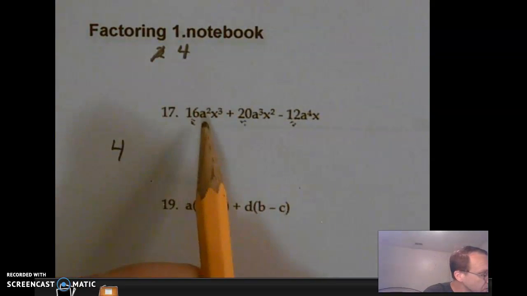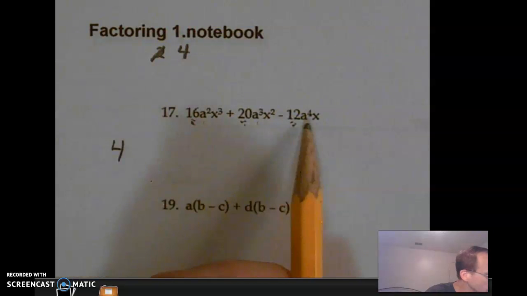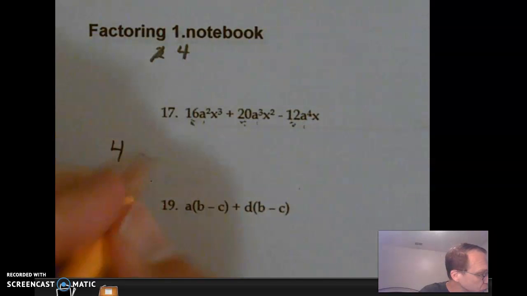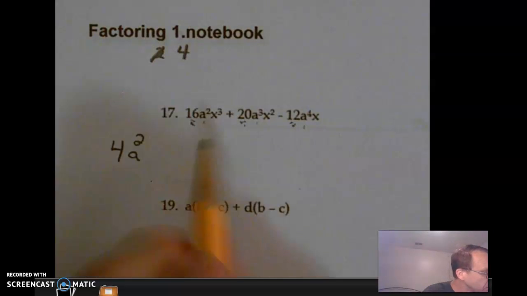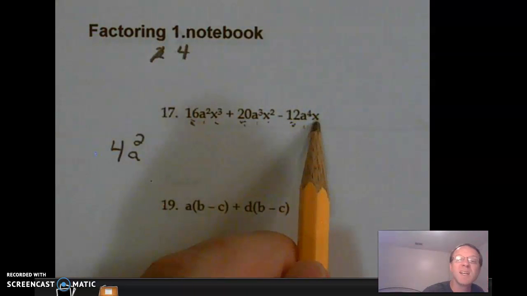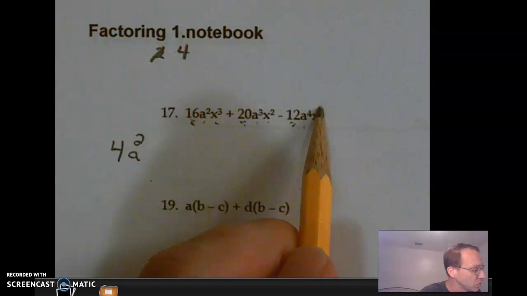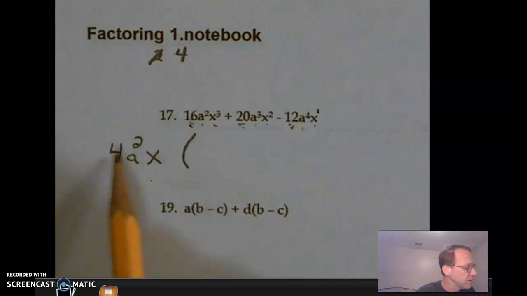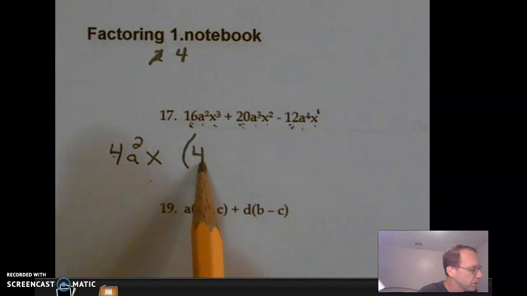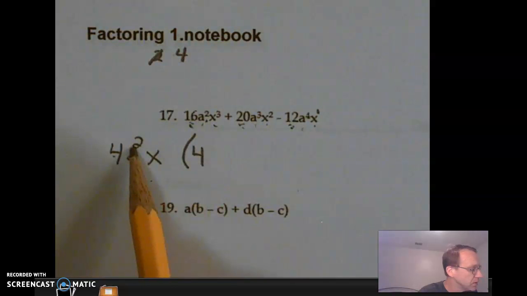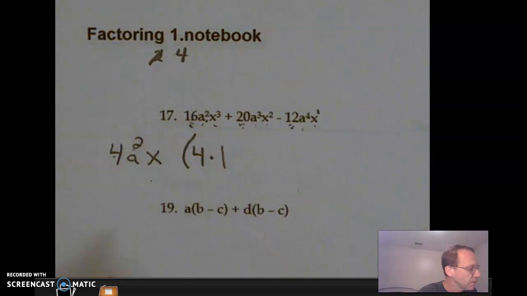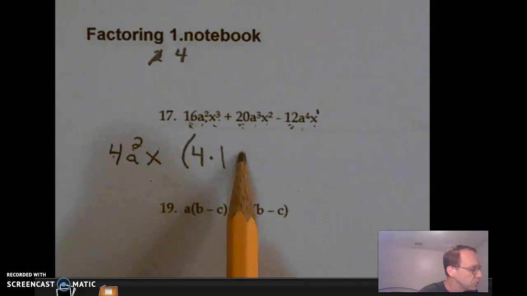Okay, now let's look at our letters. Here we have 2 A's, 3 A's, and 4 A's. So it looks like the most I can take out is 2. 3 X's, 2 X's, and 1 X. So the most X's I can take out is 1. All right, let's do the division. 16 divided by 4, 4. 2 minus 2, 0. So that a squared divided by a squared is 1, which we do not need to write, remember. 3 minus 1 is 2.